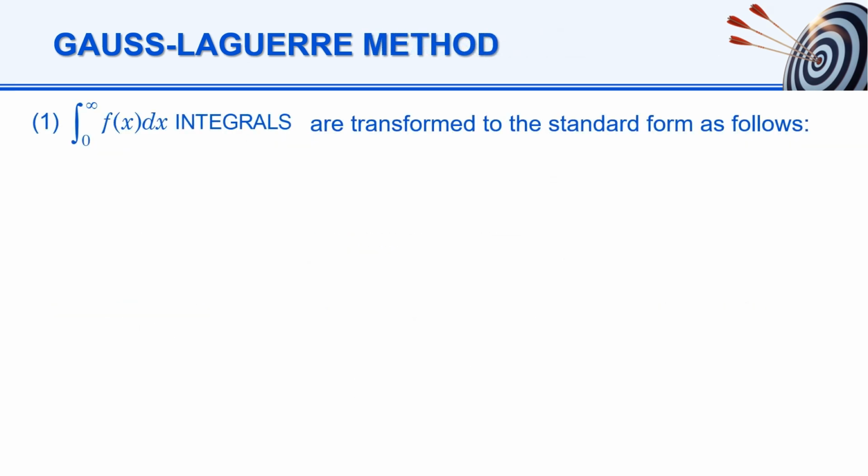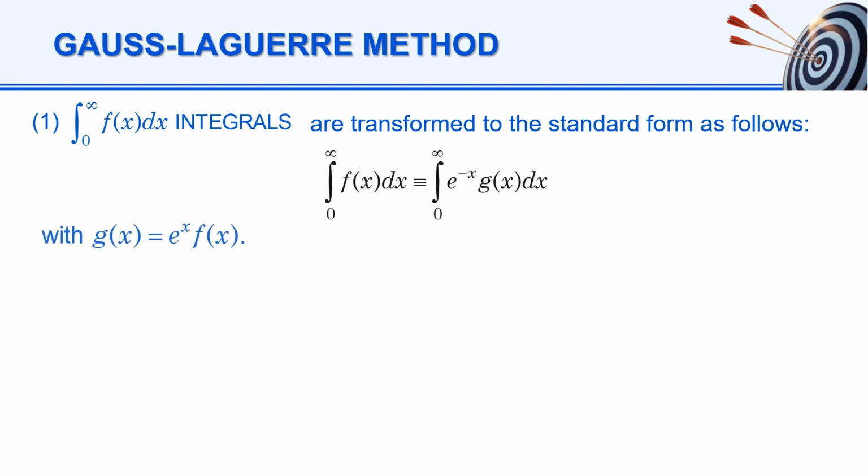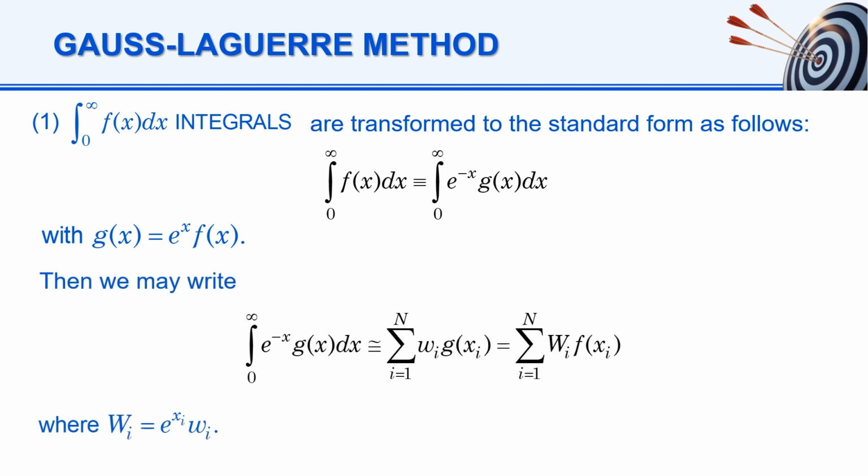Some integrals that are not in standard type 1 form can be converted to standard form. For example, the integrals of integrands without the exponential term are transformed to the standard form as follows. Where g(x) is defined as e to the x times f(x). Then we may write the approximation as a weighted sum as shown below, where the weights in uppercase W are the modified weights.